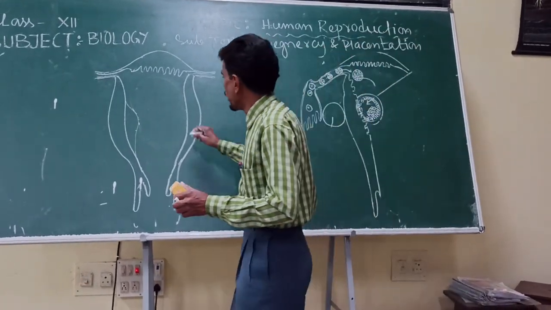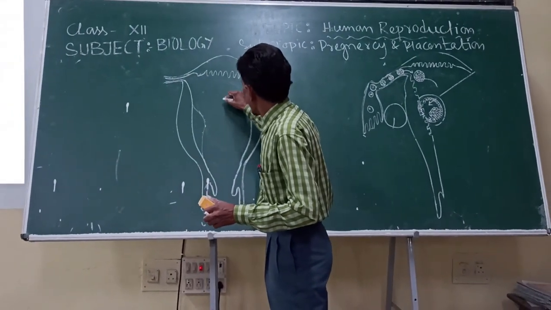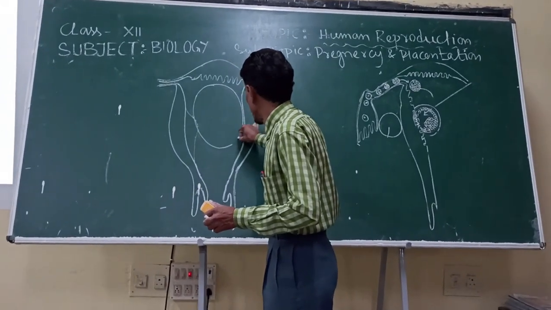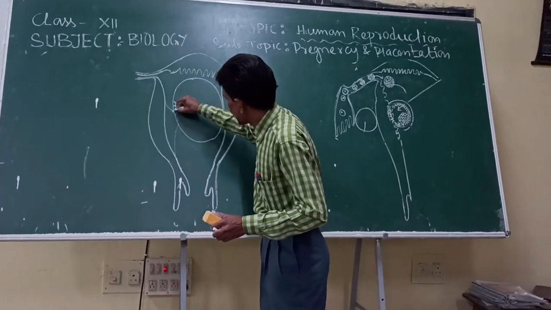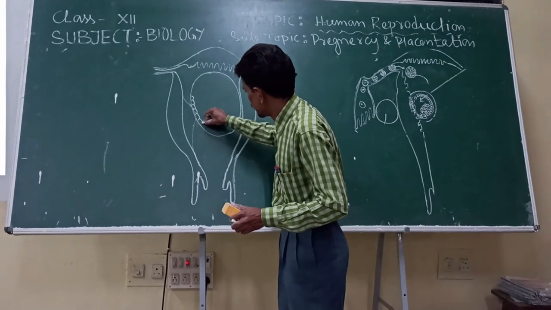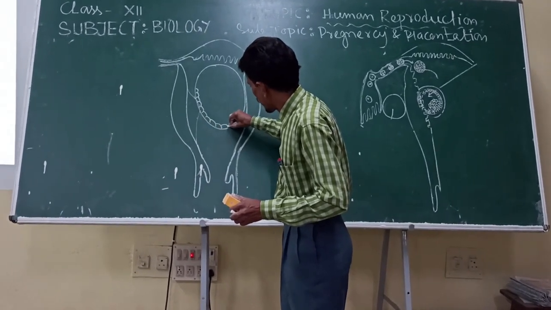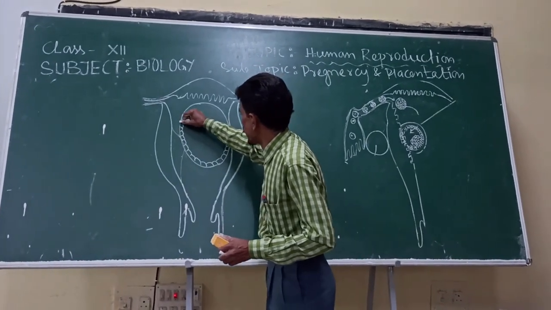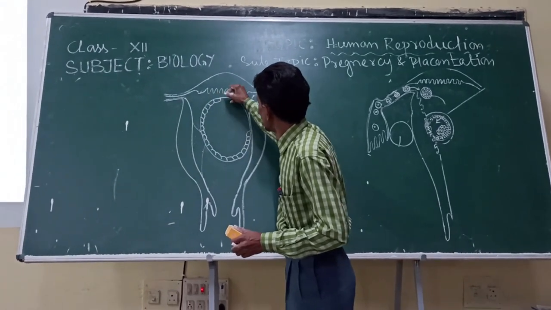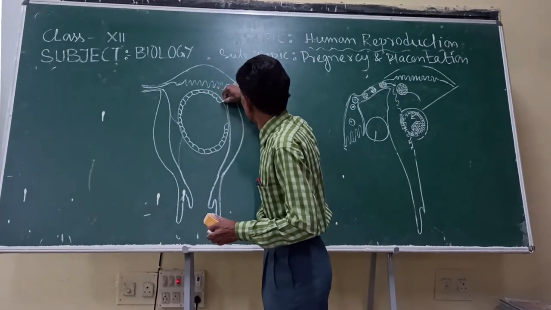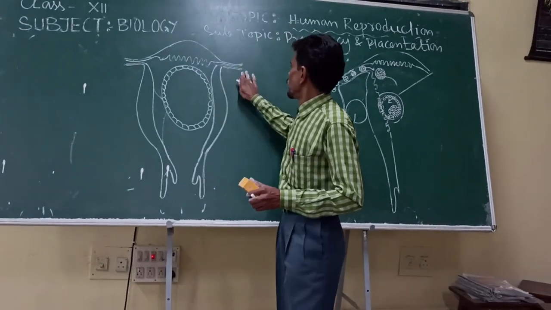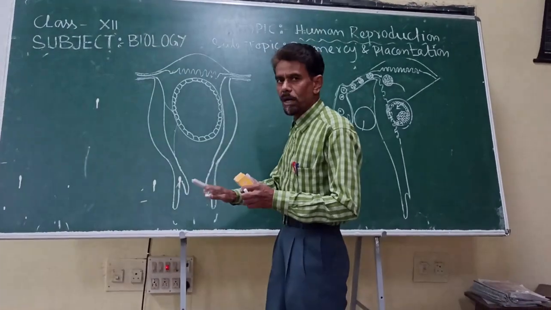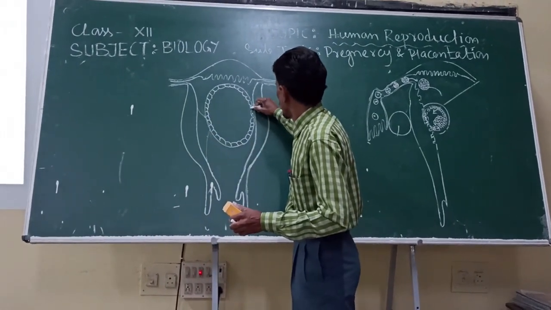Now, what will happen when the embryo is developing? The outer layer of the blastocyst, as we have explained in our previous lesson, is what you call the trophoblast. So this is the trophoblast layer. Here I have shown only the part of the uterus, a little part of the fallopian tube and the cervix, none other than this.